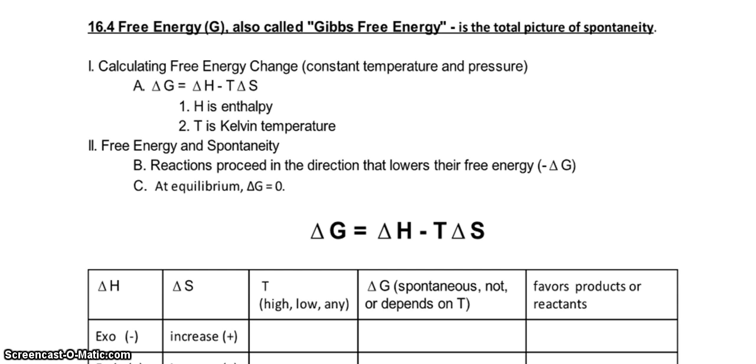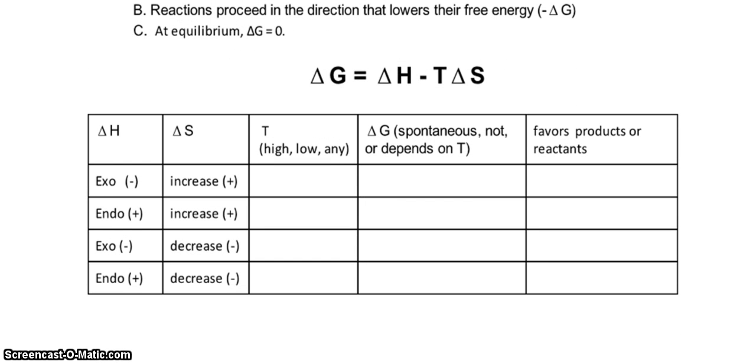Free energy and spontaneity. Check this out. This is really important. Reactions proceed in the direction that lowers their free energy. You want delta G to decrease. You want the change to be negative. Equilibrium occurs when delta G equals 0. That same equilibrium that we spent the last 3 chapters covering. So let's check out how this works in the equation.